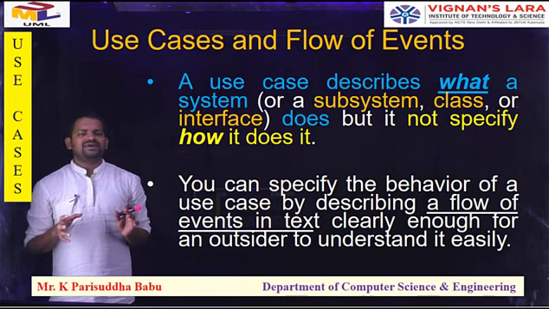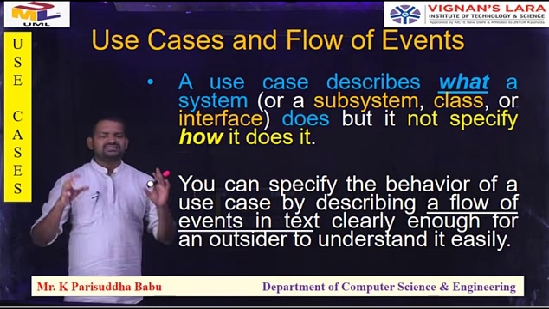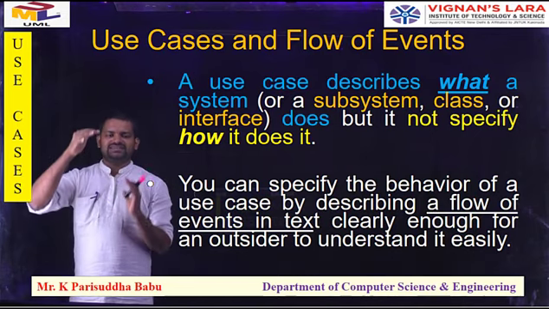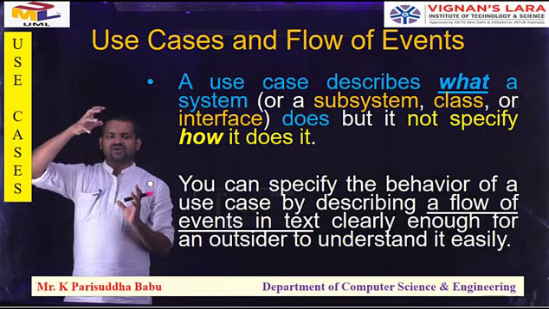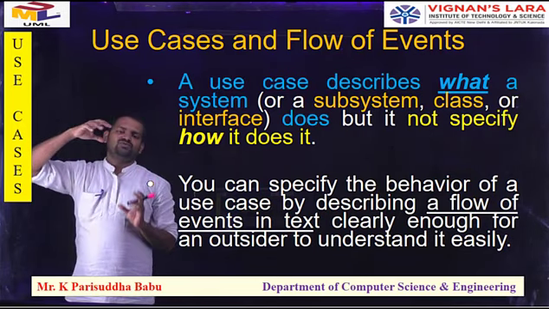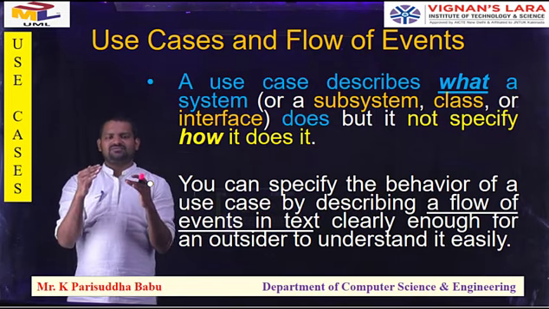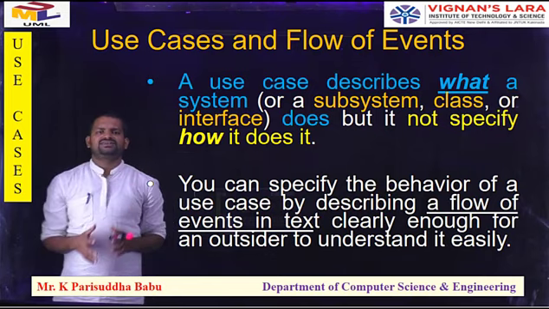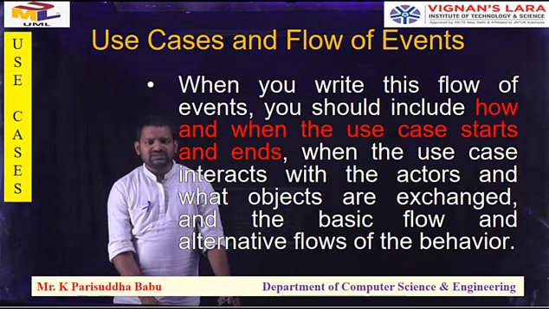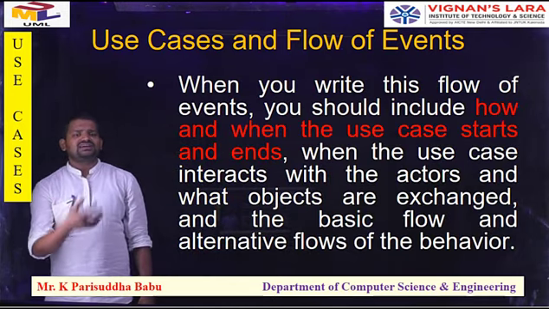You can specify the behavior of a use case by describing a flow of events in text, clearly enough for an outsider to understand easily. Outsiders understand it easily with the help of the flow of events in a particular system. So here, the use cases and flow of events.